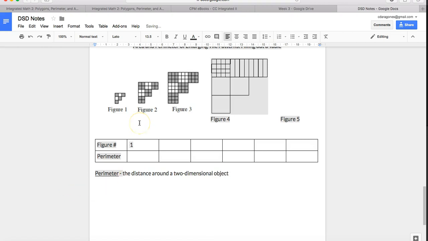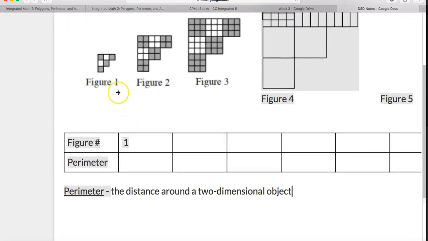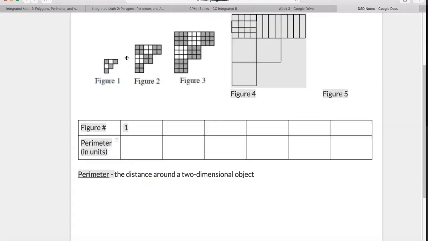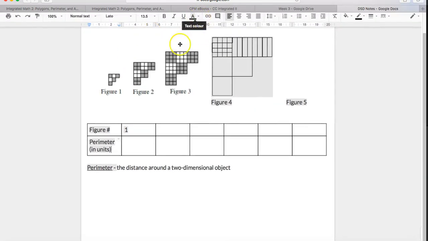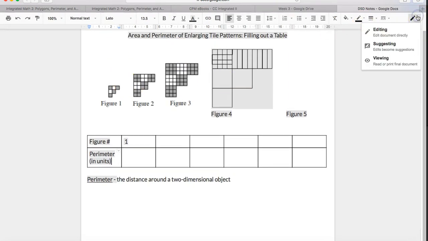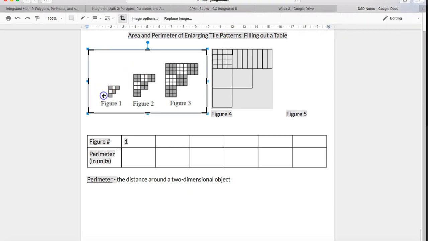So if you look at figure 1, and let me zoom in here so you can see it. In this table, go ahead and write perimeter in units because we don't have specific units we're writing. Okay, so the perimeter of figure 1 is, we're going to count the number of units that is around this object. So I'm going to take a highlighter so you can kind of see what we're doing.